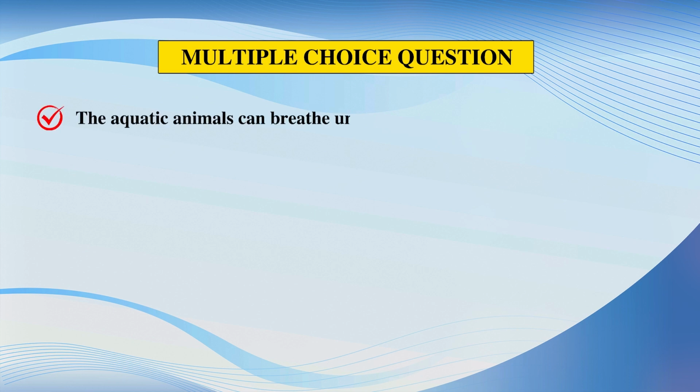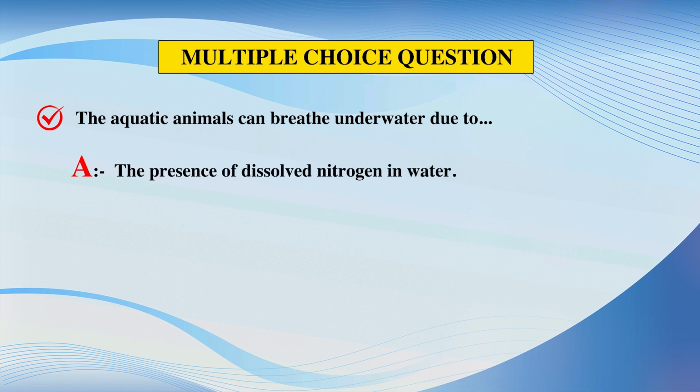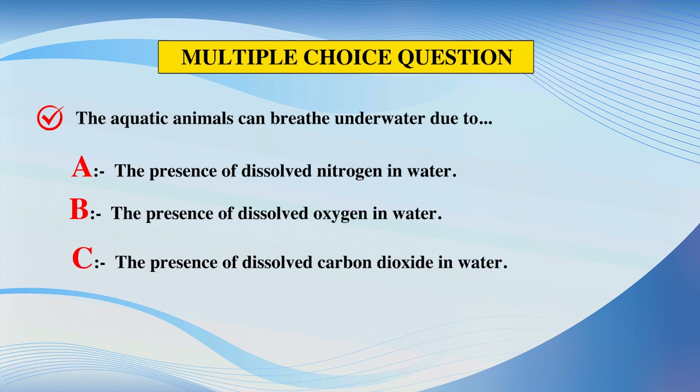Question number 2. The aquatic animals can breathe underwater due to. Option A, the presence of dissolved nitrogen in water. Option B, the presence of dissolved oxygen in water. Option C, the presence of dissolved carbon dioxide in water. Option D, all the above. The correct answer is option B, the presence of dissolved oxygen in water.